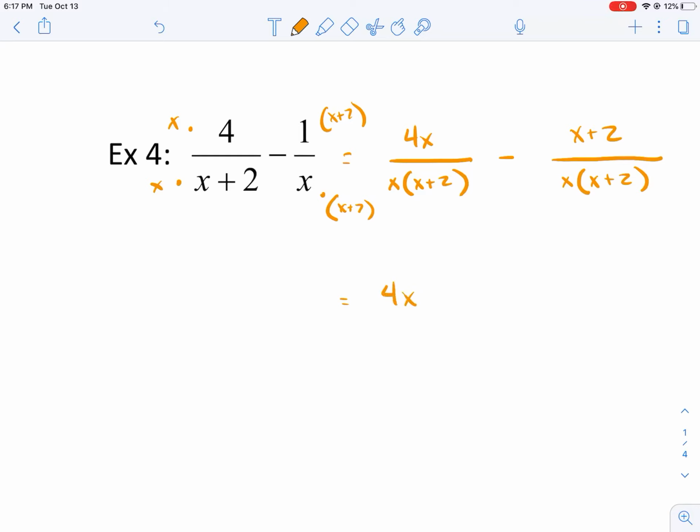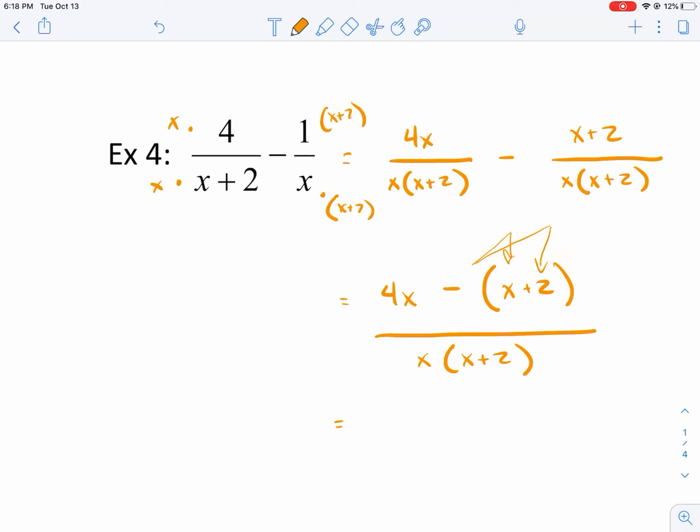So I get 4x minus, now we're subtracting that whole piece right there. Remember, this is some number. We can't just separate things when we feel like it. I'm putting that thing in parentheses, and you'll see what I mean. The reason I put that in parentheses is because we're going to have to distribute that negative sign. We're going to have to negate everything inside that parenthesis.